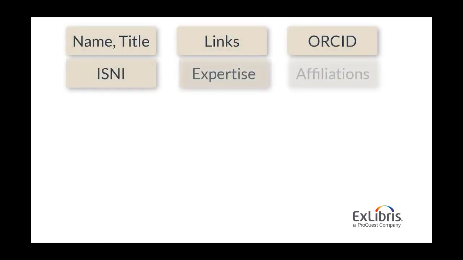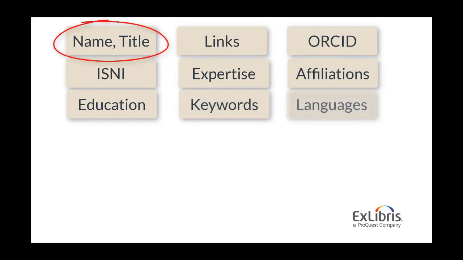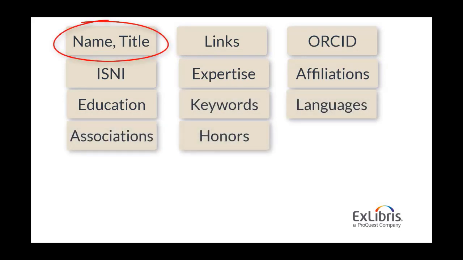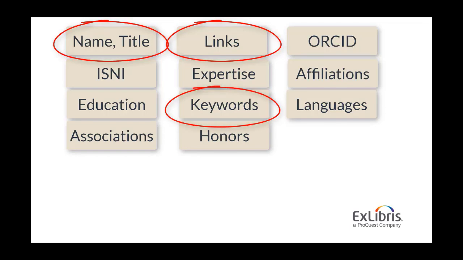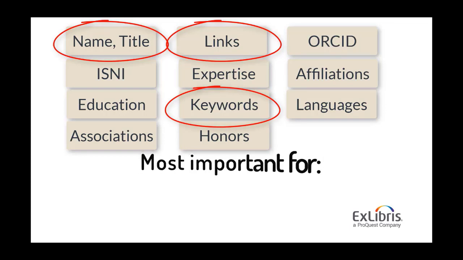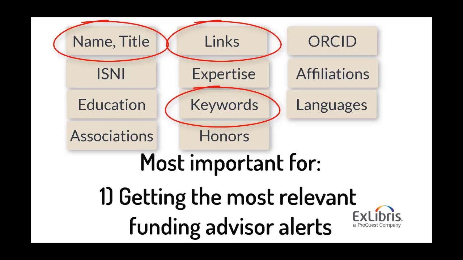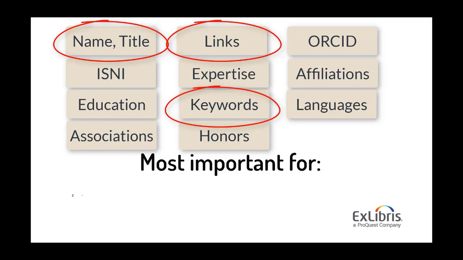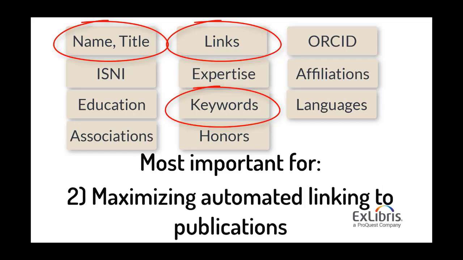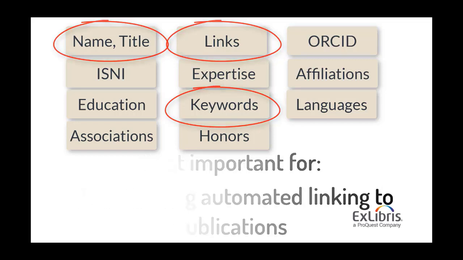Amongst all the biographical information you can contain in your profile, the most important elements to update are adding middle names and alternate names used for publication, adding links to sites such as your personal web page or CV page, and adding keywords about your research interests. These will get you the most relevant funding advisor alerts and recommendations and maximize Pivot's automated citation linking to your publications.